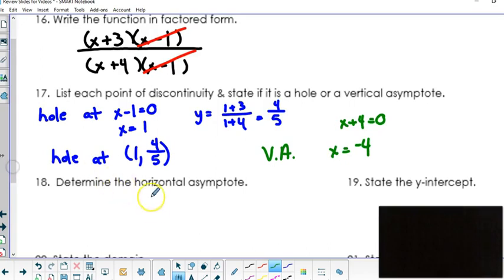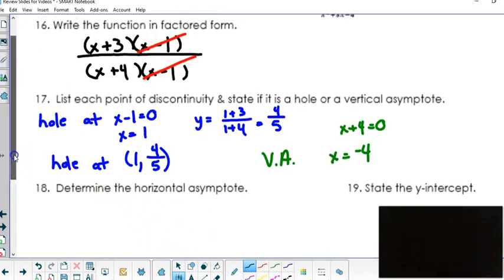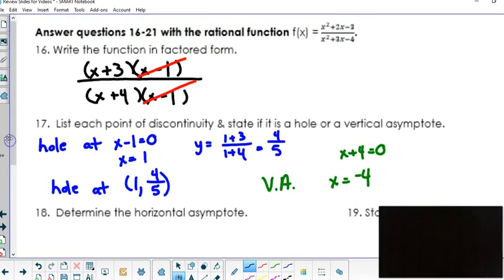For number 18, we're asked to identify the horizontal asymptote. And the easiest way for us to do this is to look at the original function, actually. For horizontal asymptote, we're comparing the degree of the numerator and the degree of the denominator. In this case, both of them have a degree of 2, so they're the same. We would be looking at BOBO, BOTN, or same. BOBO is if it's bigger on the bottom, then 0 is the asymptote. BOTN, if it's bigger on top, there is no asymptote.